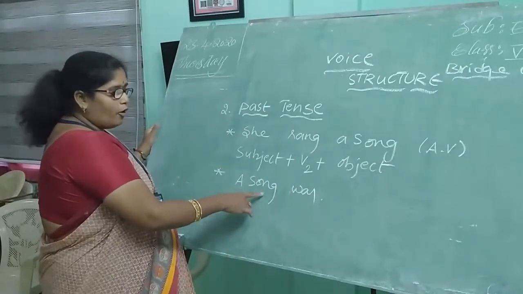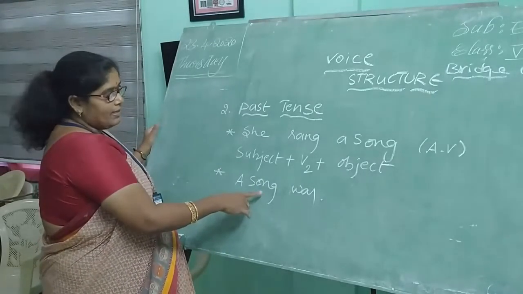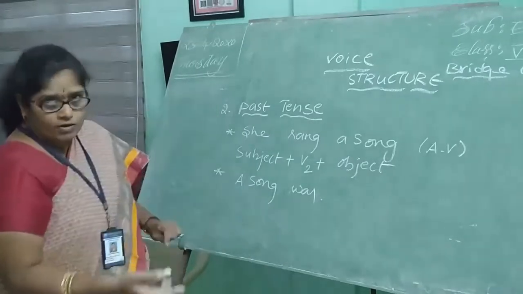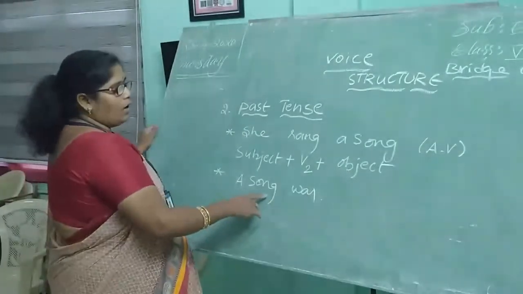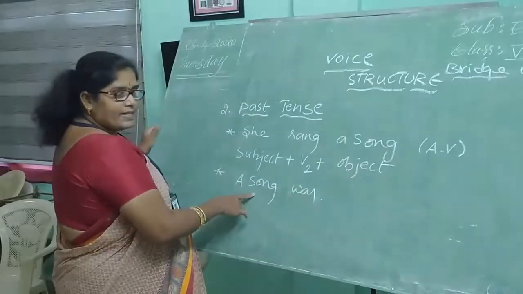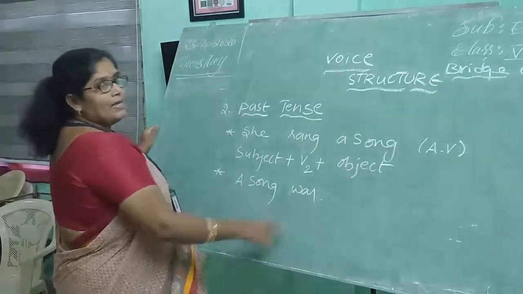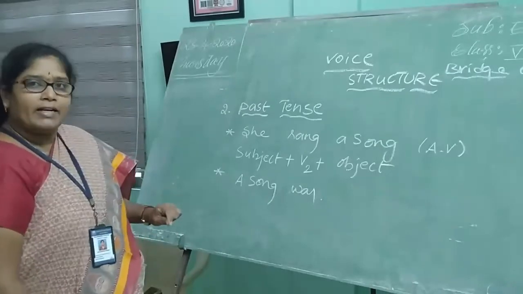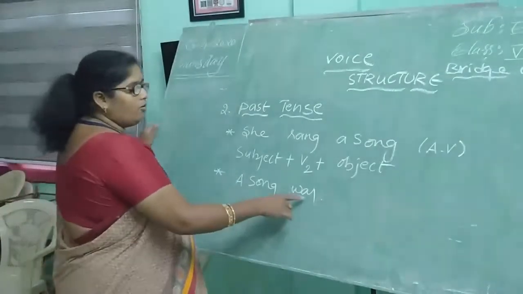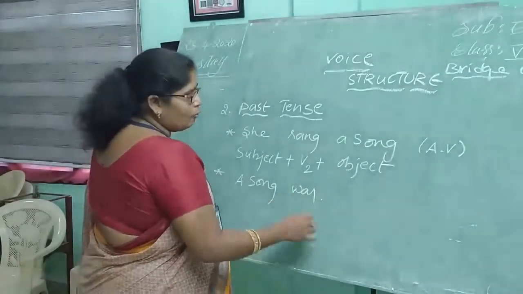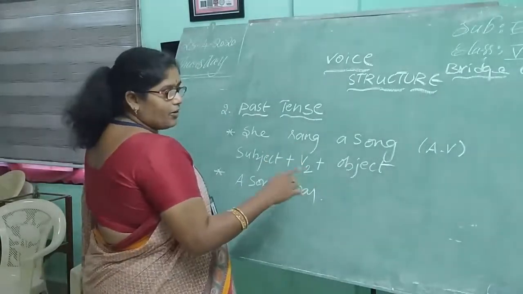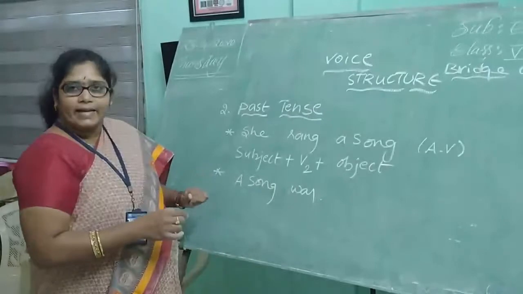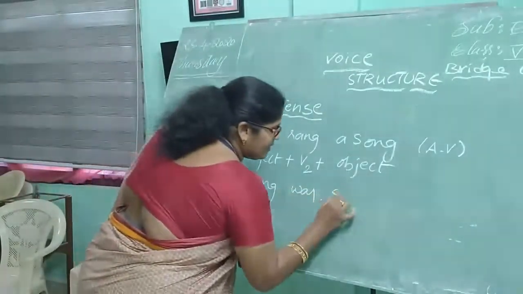And in case you are having a plural subject here, instead of a song, if you are having songs, then you can take were, children. A song was. So a song is singular, so I have taken a singular past tense verb, that is was. A song was. And the third rule is V3. For the verb sing, V3 is sung, children. So I am writing sung.